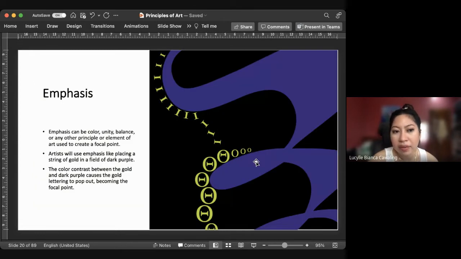And then you also have emphasis. Sometimes when you use contrast, it would immediately bring out emphasis. But emphasis could be color, unity, balance. So, for example, the image here, there is a stark contrast between the black, the purple, or the violet, and the yellow, or the gold or yellow green color here. So it gives out emphasis to these figures here because of the stark color contrast.